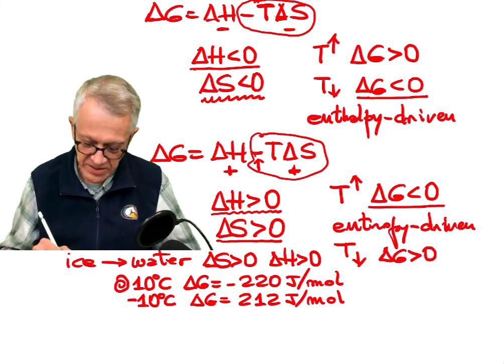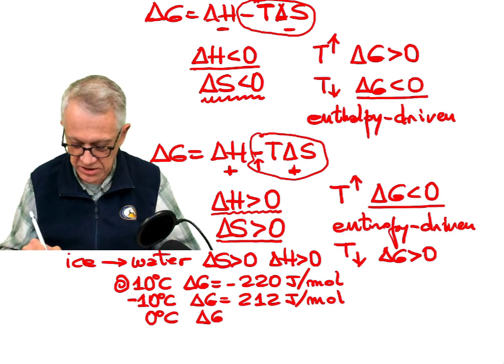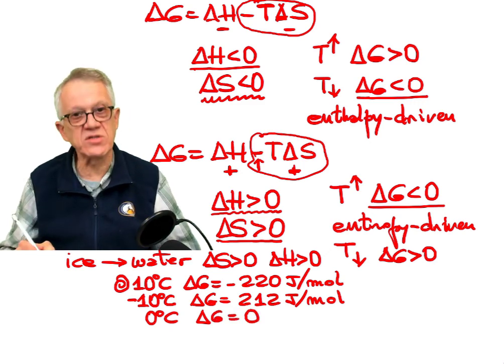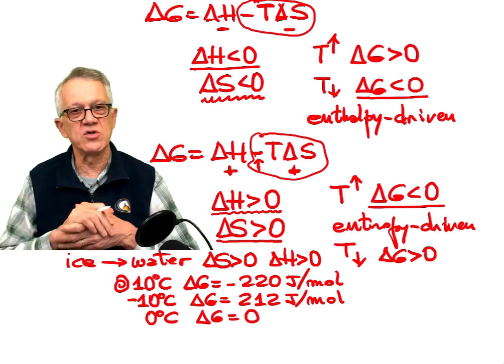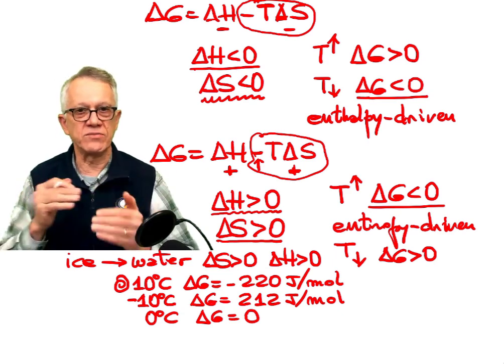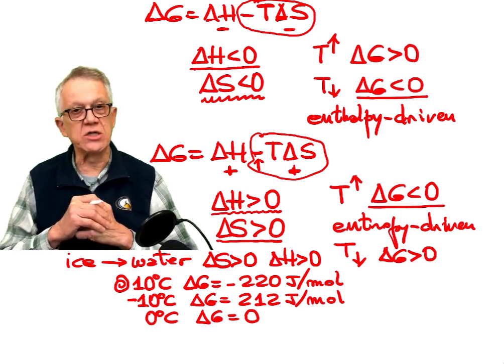And what happens at 0 Celsius? Delta G is going to be equal to 0, because this is the equilibrium. This is the melting point temperature of water. So at 0, the two sides are in equilibrium, so delta G equals 0.